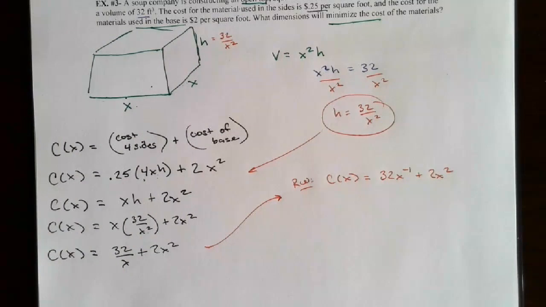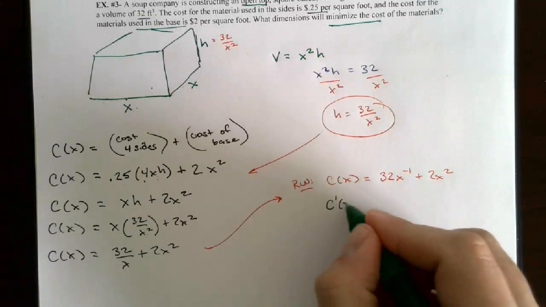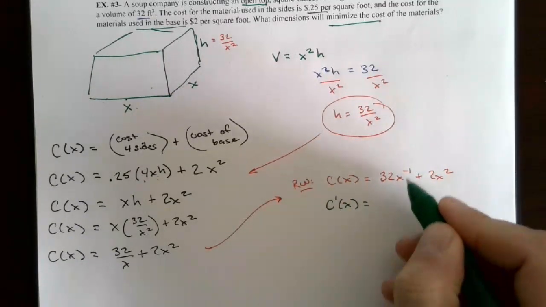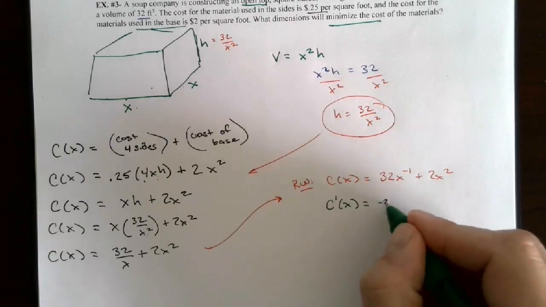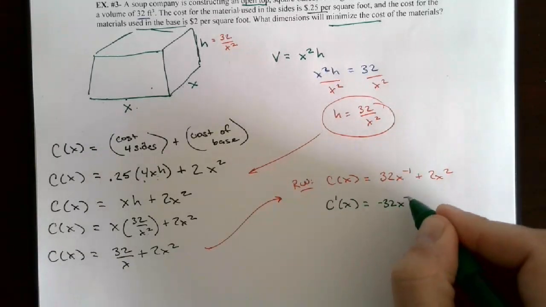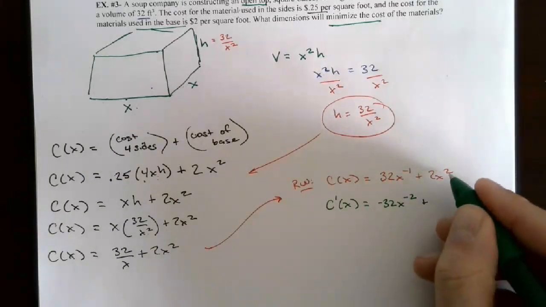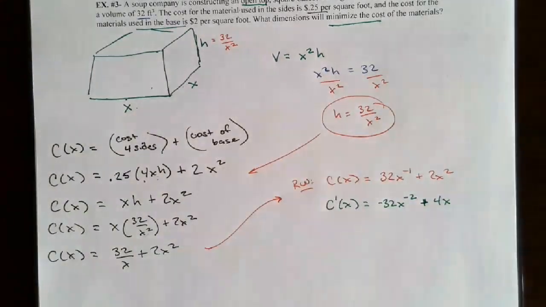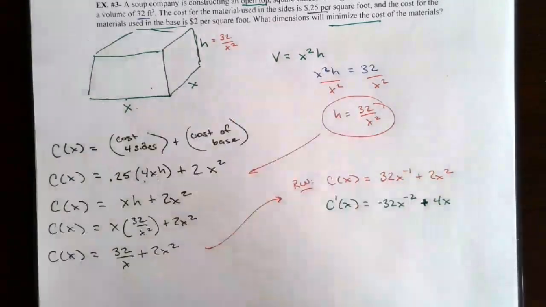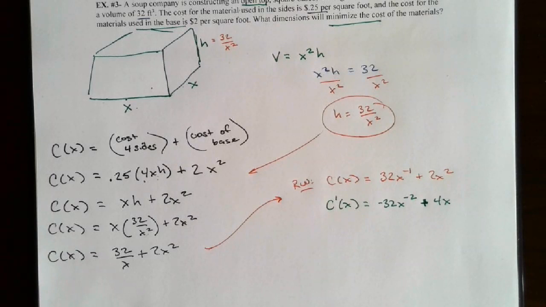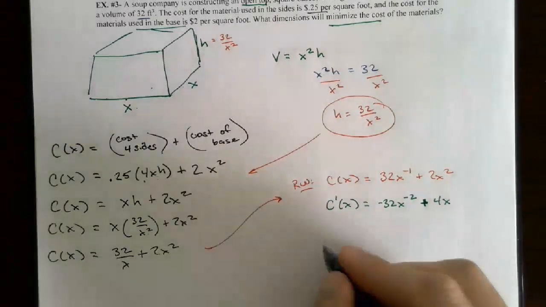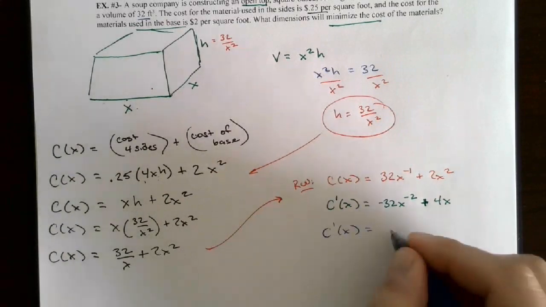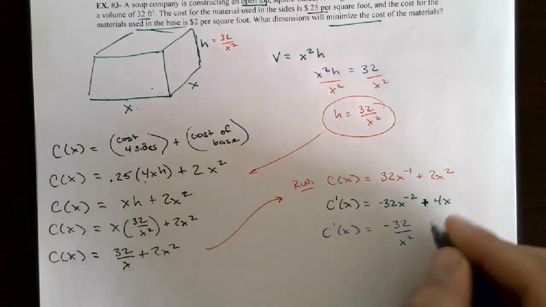All right, and then as we do this, take the derivative. So c prime of x is equal to, taking the derivative of the first term, negative 1 times 32 is negative 32x to the, subtract 1 from the exponent makes that negative 2, plus 2x squared, bringing the 2 down, makes this 4x for that derivative. So I got negative 32x to the negative 2 plus 4x. Remember what you're doing with this, you're trying to find where this derivative either comes out to be undefined or equal to 0. Let's make sure we simplify it so we can see this. So c prime of x is really equal to negative 32 over x squared plus 4x.